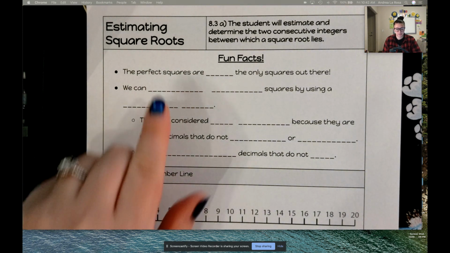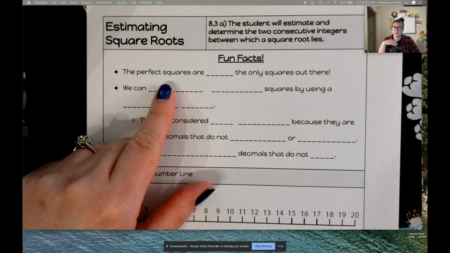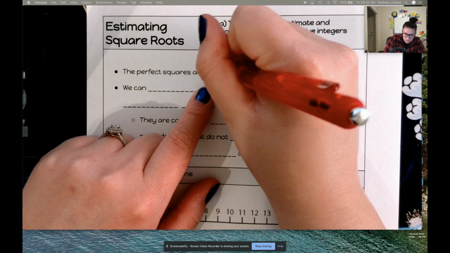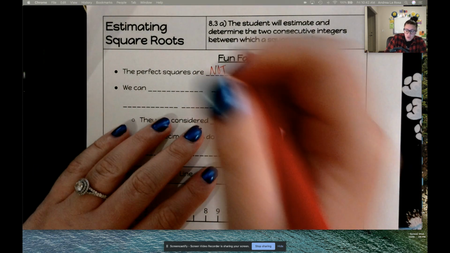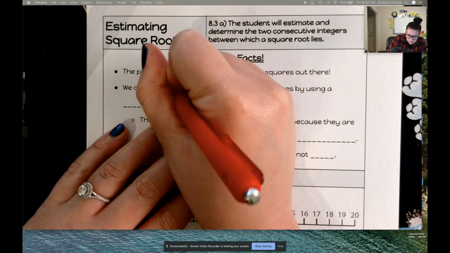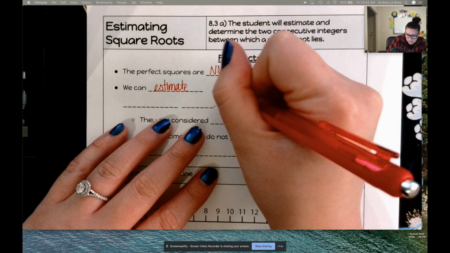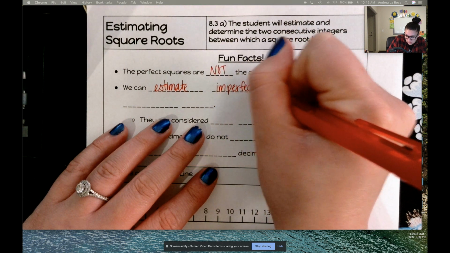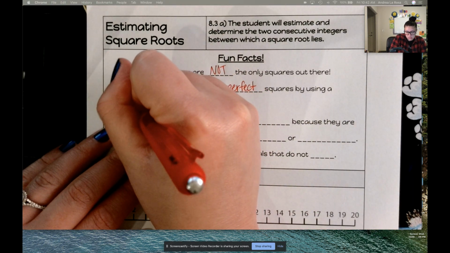So up until now, we've just been talking about perfect squares and perfect square roots. But perfect squares are not the only squares out there. We can also estimate imperfect squares by using a number line.